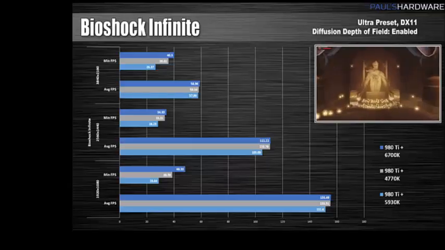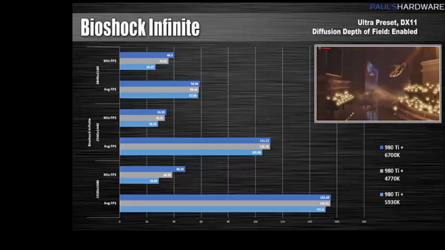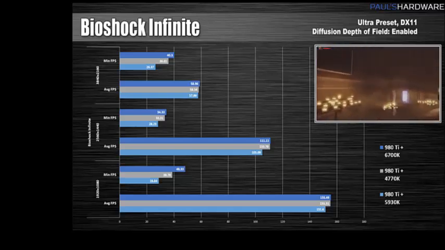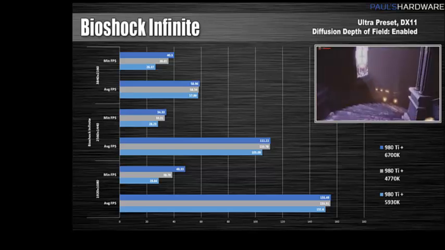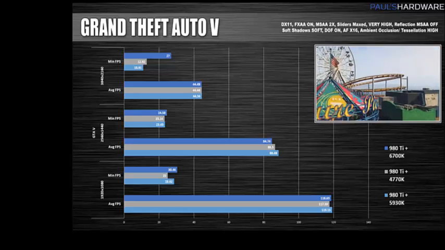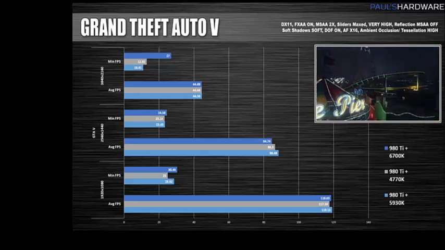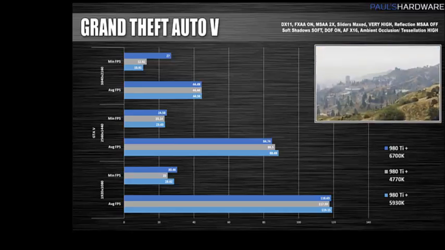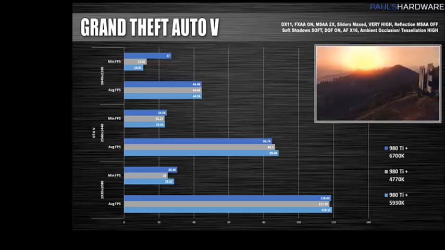BioShock Infinite is next, and since there's not a whole lot to talk about as far as differences between average frame rates, I'm going to talk about power draw. The 5930K does use a bit more power at about 395 watts peak than the 4770K and the 6700K. However, and I'm going to switch to GTA 5 here as well, the 4770K and 6700K used maybe 20 to 40 watts less, peaking at more like 360 to 380 as I was testing multiple times.